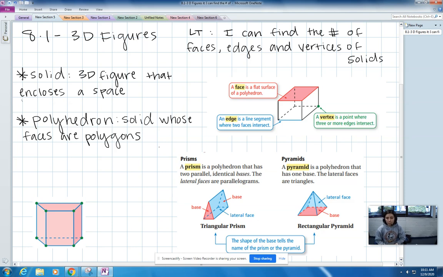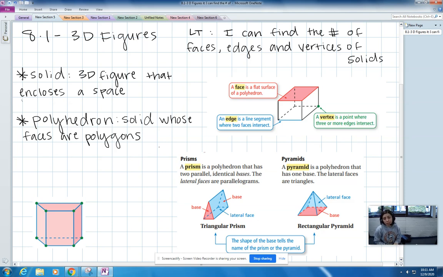We will not be learning about cylinders. This Starbucks cup is kind of an example of a cylinder. There's circles on top and bottom. We will not be learning about those. And we will not be learning about spheres. Spheres are the type of shape that a globe is.